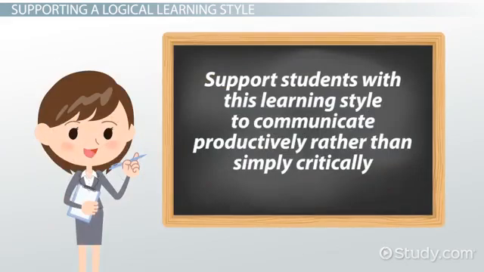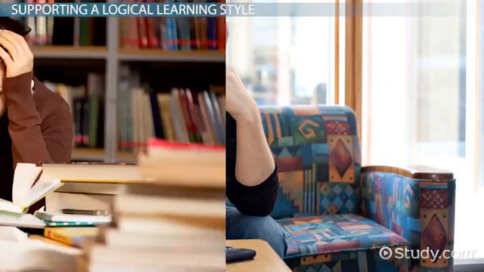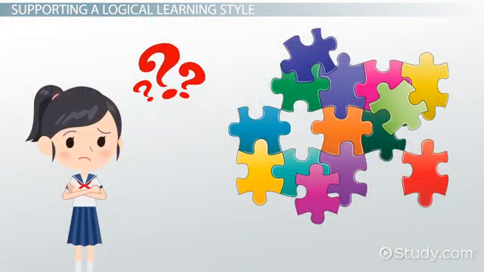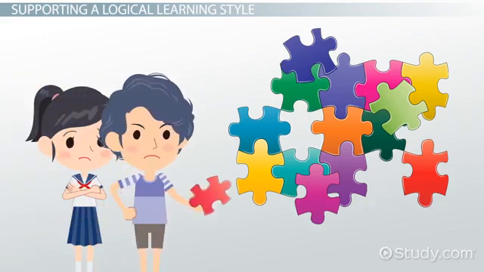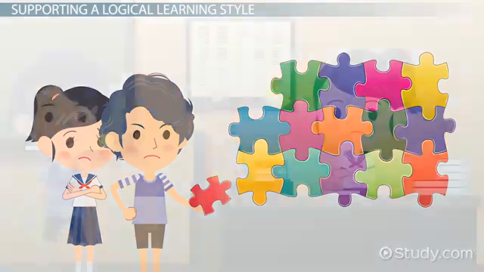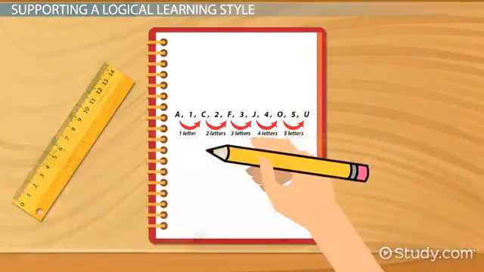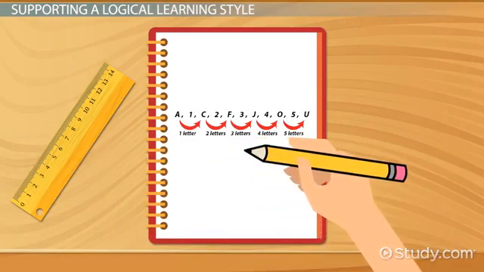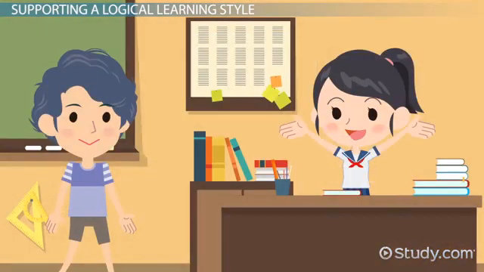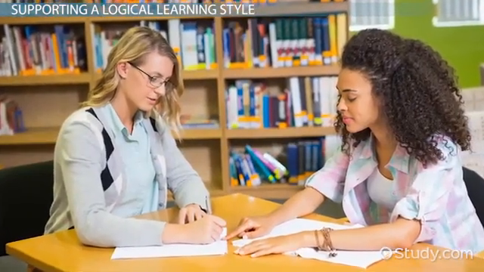Support students with this learning style to communicate productively rather than simply critically. A logical learner may not recognize that others struggle with what comes easy to them, like the pattern in the puzzle at the beginning of this lesson. It may be tempting for a logical learner to point out the shortcomings of others' logic in an abrupt way. Encourage logical learners to get better and better at simplifying their explanations. Rather than becoming frustrated with those who don't see the solutions as quickly, teach them that communicating with others is yet another challenge that can be addressed with strategy, patience, and logic.